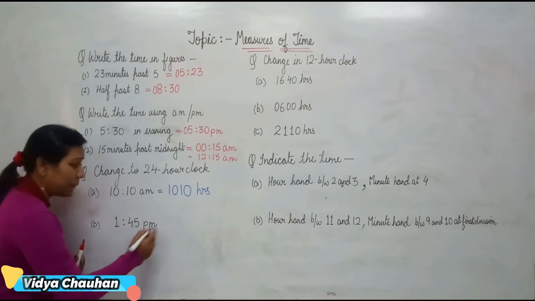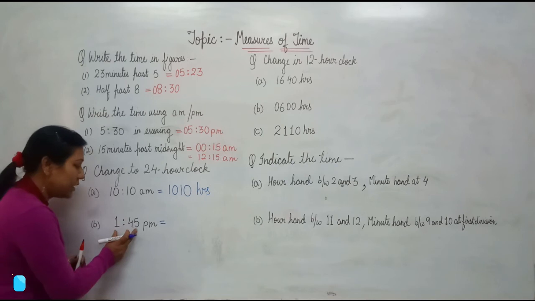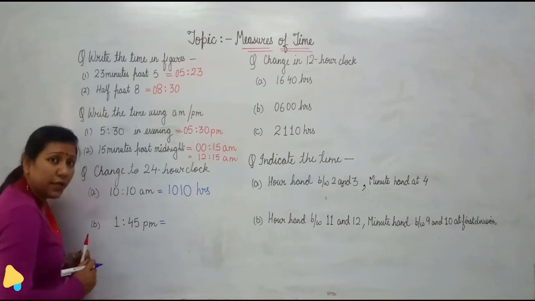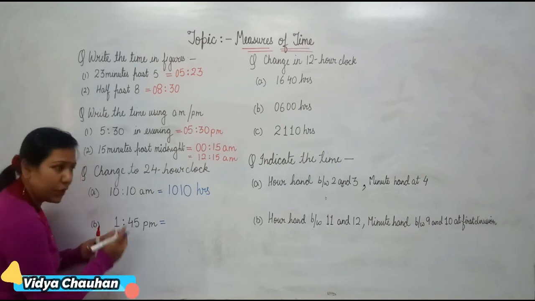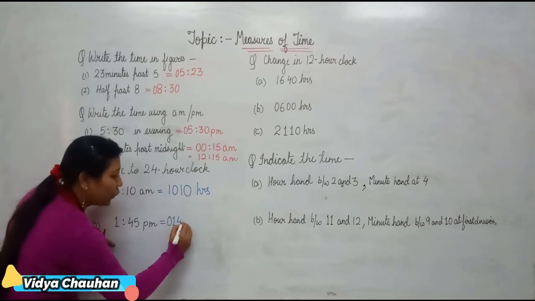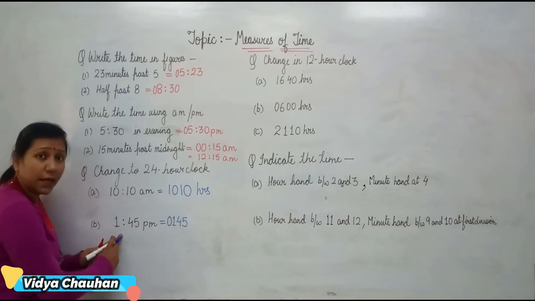It is PM. So very first, you will be writing this time in 4-digit value. Since you can see the count here, 1, 2, 3, there are only 3 digits. So very first we will write 0145. This is your time which is in 12-hour clock.